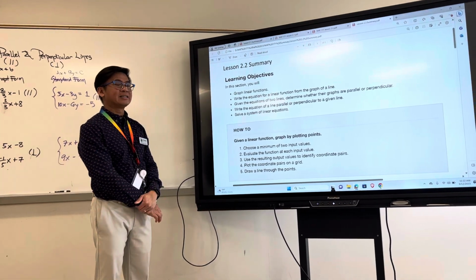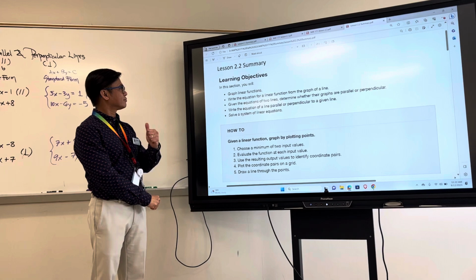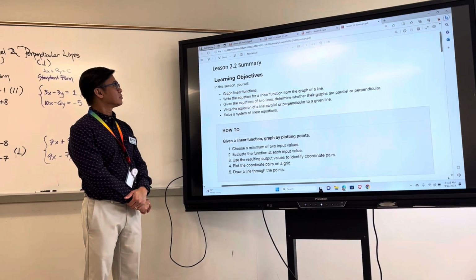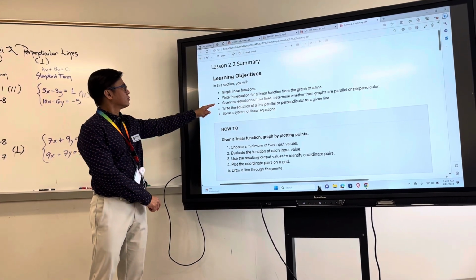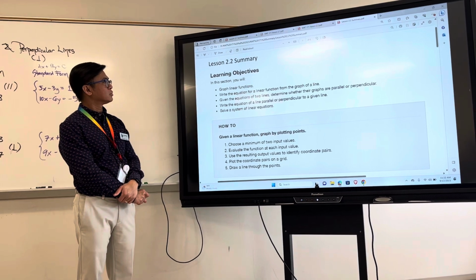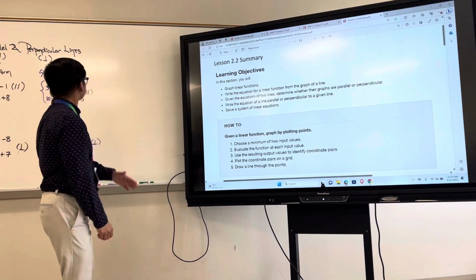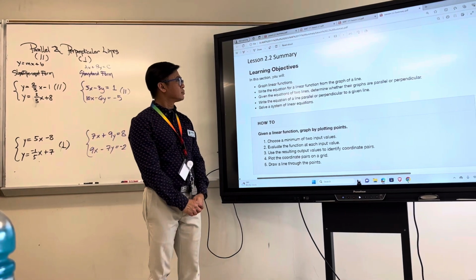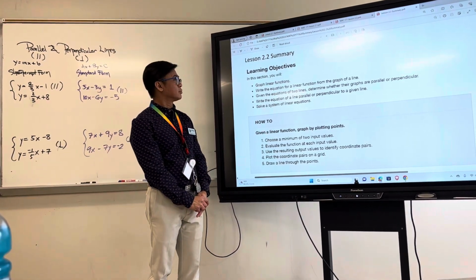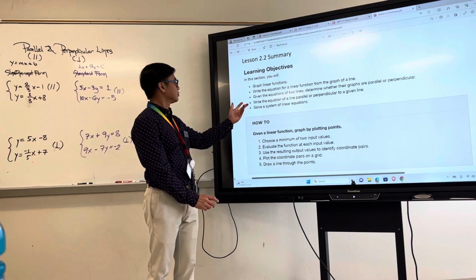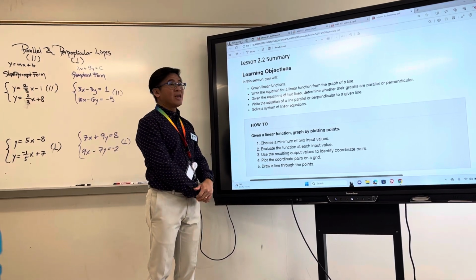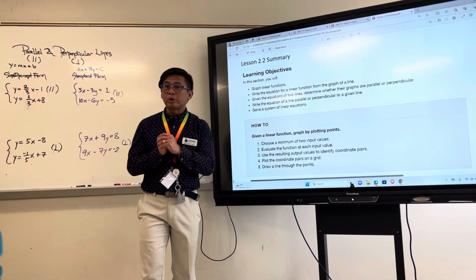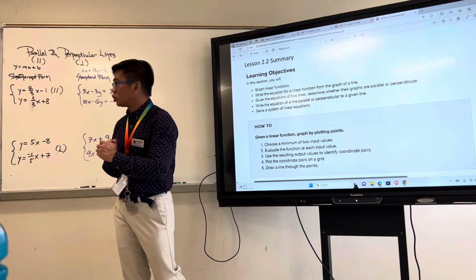In this section, we'll graph linear functions, write the equation for linear functions from the graph of a line, given the equations of two lines, determine whether the graphs are parallel or perpendicular, write the equation of a line parallel or perpendicular to the other line, and solve a system of linear equations. Thank you. All right. So that's what our goal is for lesson 2.2.